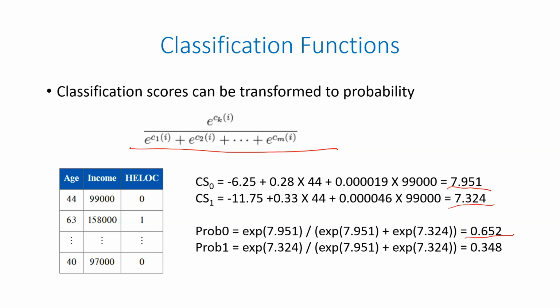The resulting probability is 0.652, meaning that there is a 65.2% chance that this customer will not respond to the home equity line of credit offer. Similarly, the probability of the customer belonging to the target class, class 1, is computed to be 0.348. So this again confirms the reason why we classified this customer into class 0. Please pause the video and try to compute the probabilities for the second customer in our dataset.